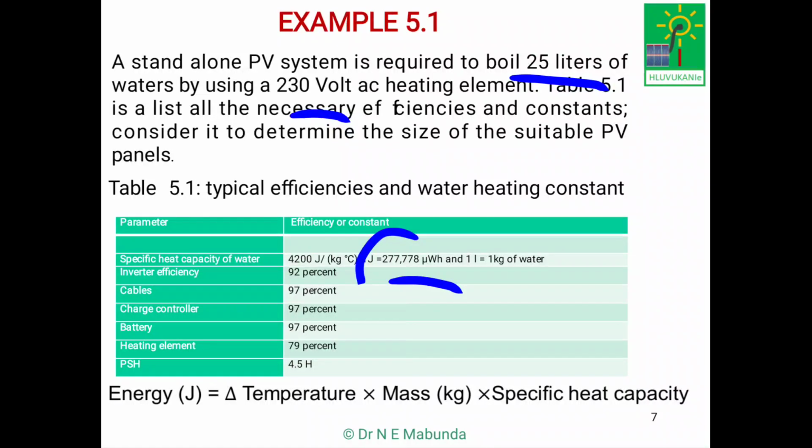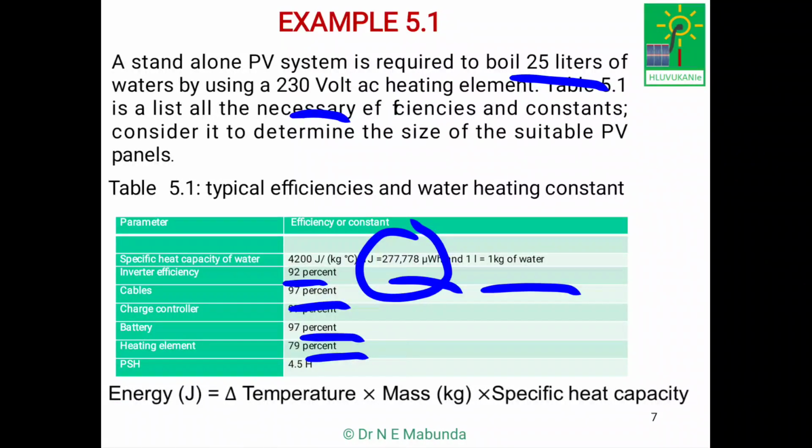We're not clear there if this is a comma or joule, 277, we'll see as we go along, 778 microwatt per hour, and 1 liter is 1 kilogram of water. So the other efficiencies, we've got cables 97, inverter 92, battery 97, heating elements 79. Those are typical values. If you buy those devices, you can check in the manual.